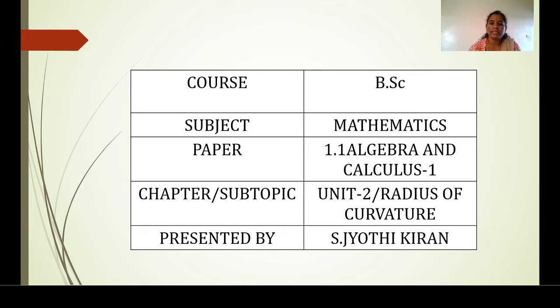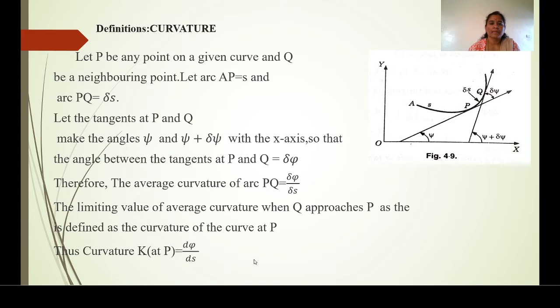Today I am going to discuss the concept of curvature and radius of curvature for curves given in Cartesian form. First we see the definition of curvature. From the figure we can explain: let P be any point on the given curve, and Q be a neighboring point to P.